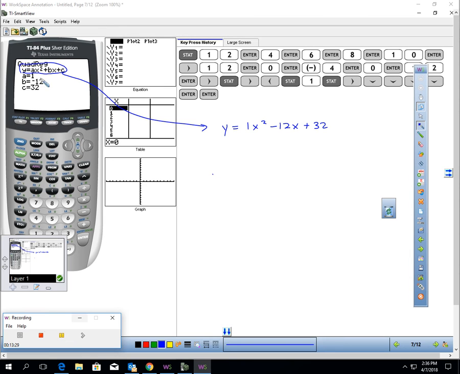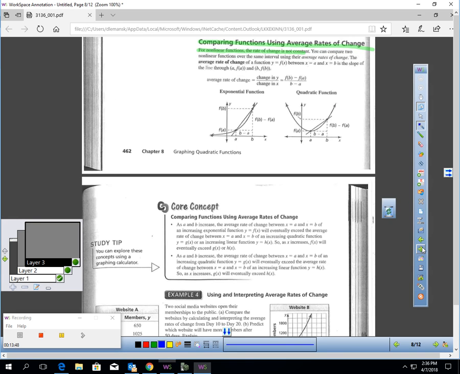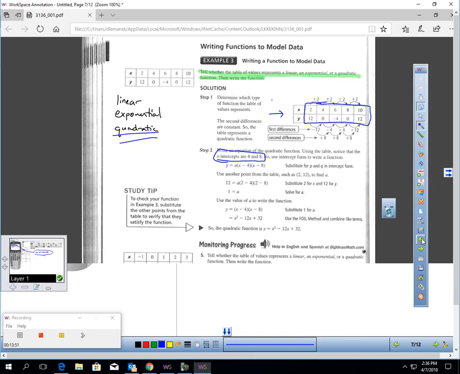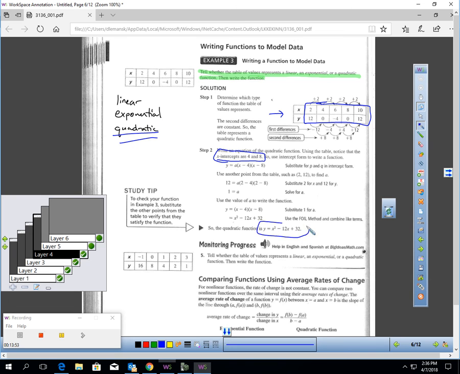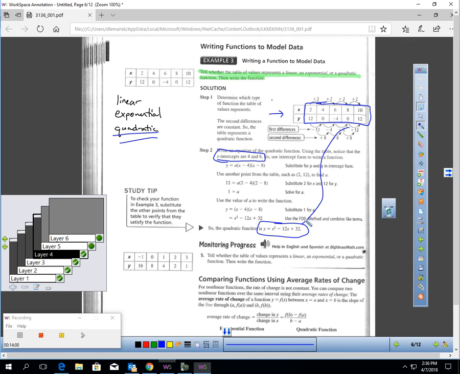And here's what this is telling you. There's standard form. A is 1, B is -12, C is 32. So you notice I wrote the equation for that table. I just kind of underlined it there. Okay. So as I look at the book now, I will see there's what the book has for that. So I was able to use my calculator, plug the table in, do a quadratic regression, and I will get the equation for that table done.